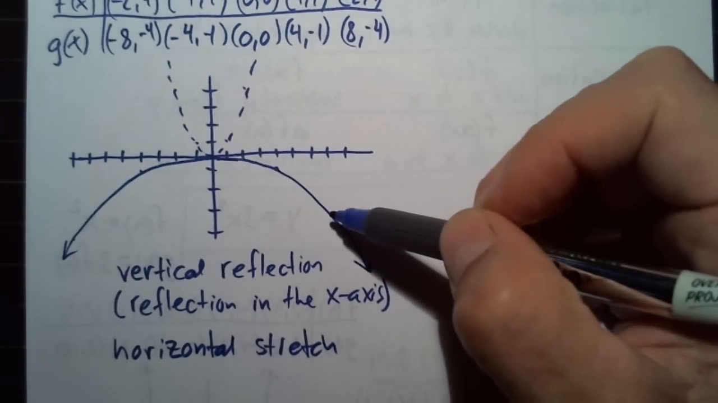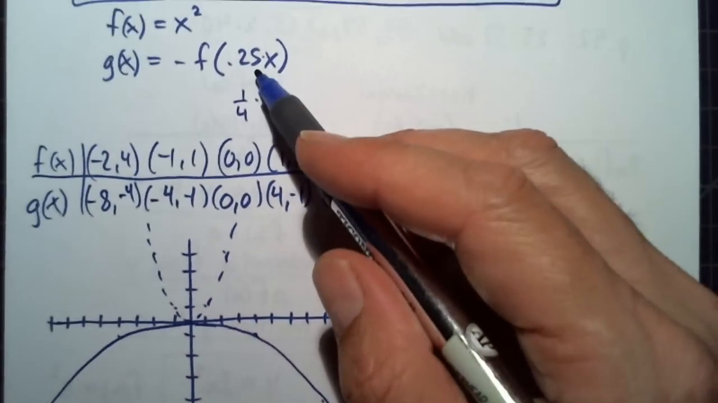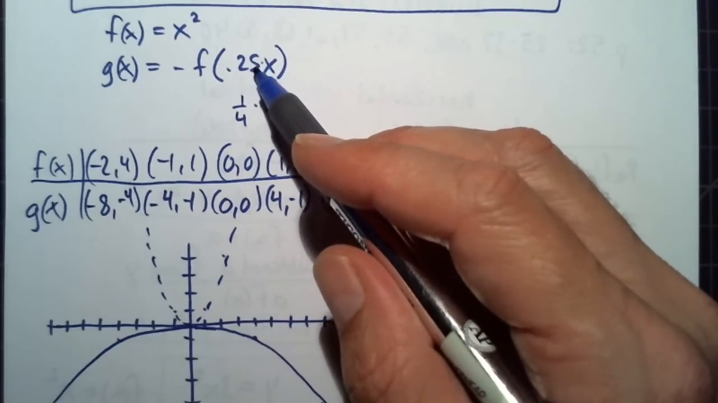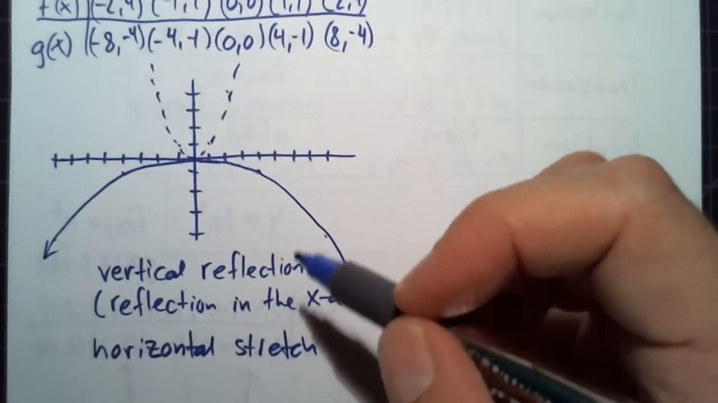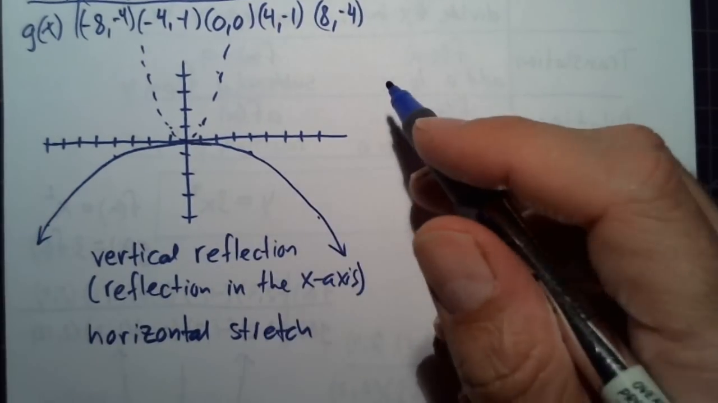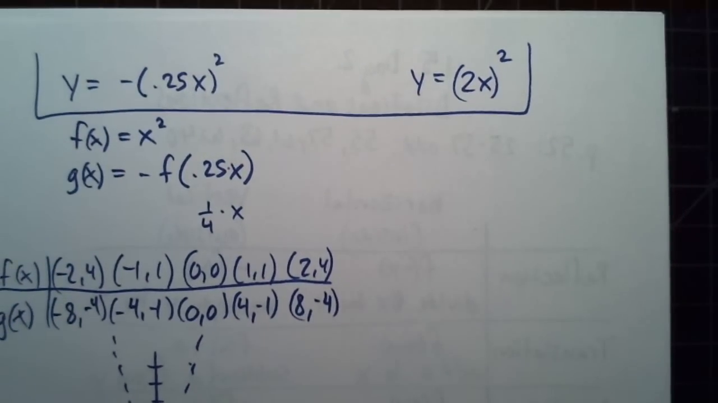We could say vertical compression, but since it's inside, and we change this by changing the x values, we'll call it a horizontal stretch, and it's stretching it out sideways. Pause the video and try the next one.